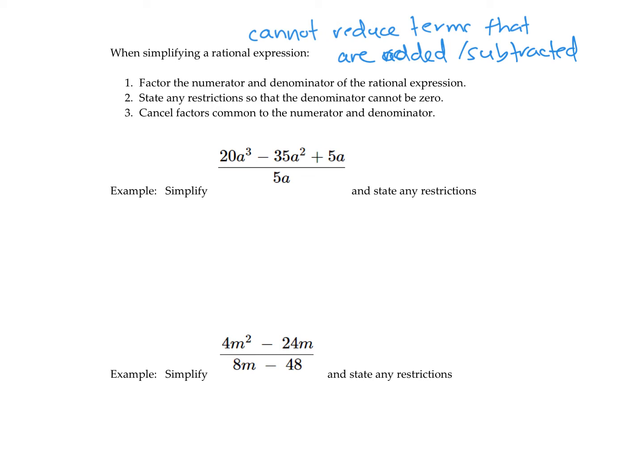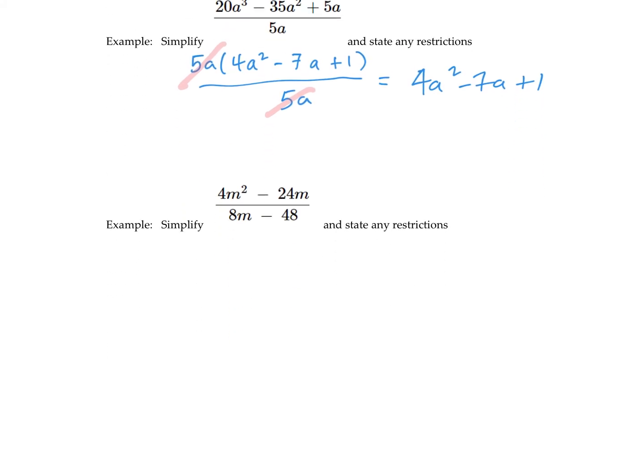Okay. So we're going to factor the numerator. So I see there's a common 5a, so I'll take that out. So this is where our factoring skills come in. Once I have factored, now I can reduce. So 5a and 5a can be reduced. And we are left with 4a squared minus 7a plus 1. So that is just factoring the numerator and then reducing.